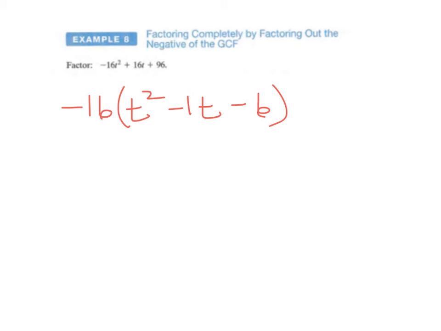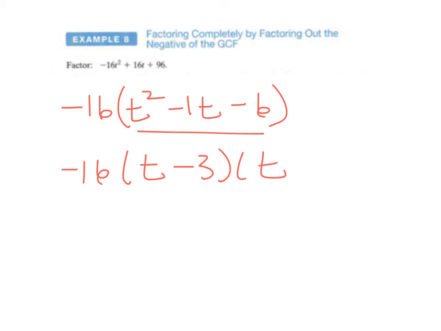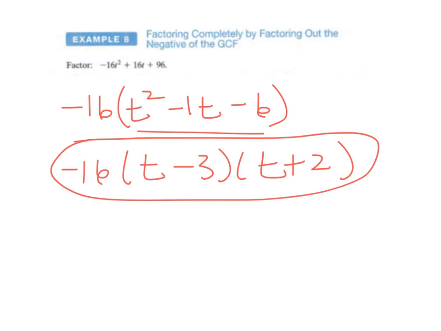And so now I can factor this. So what two numbers multiply to give me a -6, but add up to a 1? I have to include the -16, so I want t minus 3 and t plus 2. And so there's my factoring where we have a negative number. First, you want to get rid of the negatives. It makes it a little easier to do your factoring.